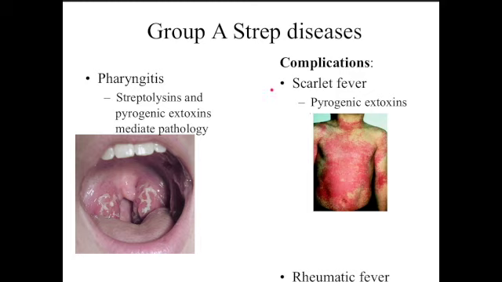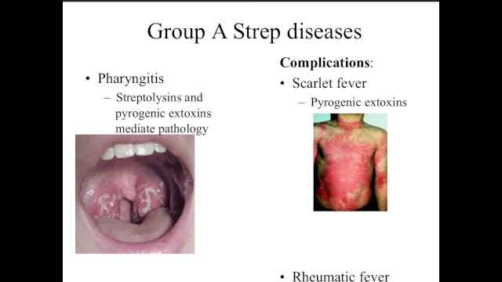And one of those complications is scarlet fever, which you have probably heard of at some point and maybe didn't really know what it was. Scarlet fever occurs when those pyrogenic exotoxins make their way into the bloodstream. So when they leave the throat and make their way into the bloodstream, it's characterized by this really bright red rash on the trunk of the body. So that's why it's called scarlet fever, because of this color that it can produce.